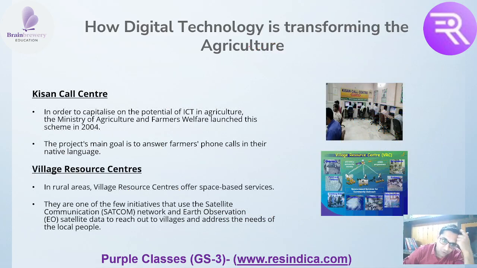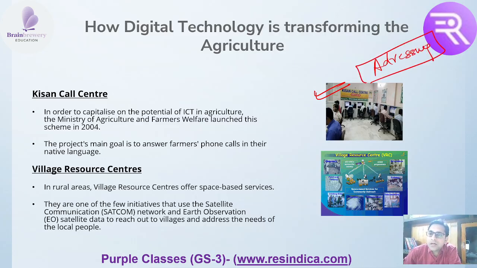Then we have the Kisan call center. We have already discussed the Kisan call center. You can see here, a lot of people are there addressing the calls of the farmers in various languages, maybe you might hear Hindi, Bengali, Tamil, Telugu, Malayalam, Kannada, and so on. These people are trained in finding out the problems and guiding the farmers through various things.